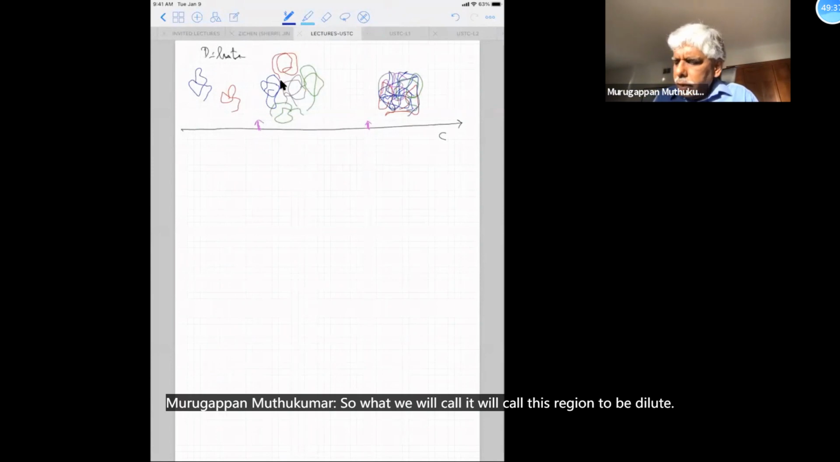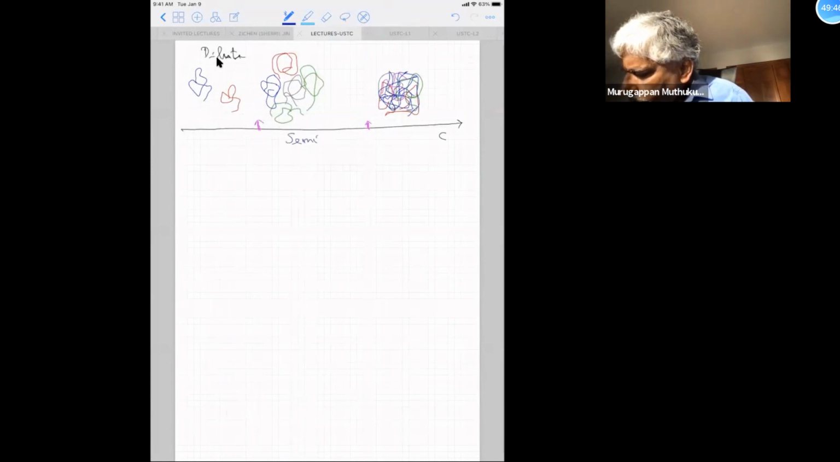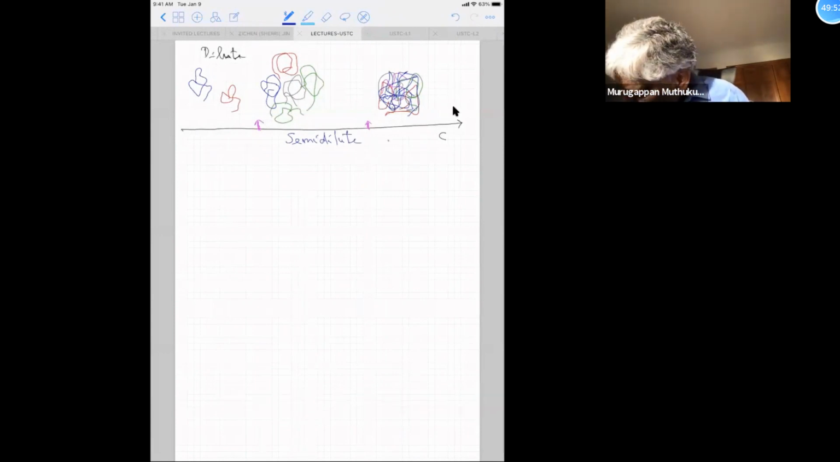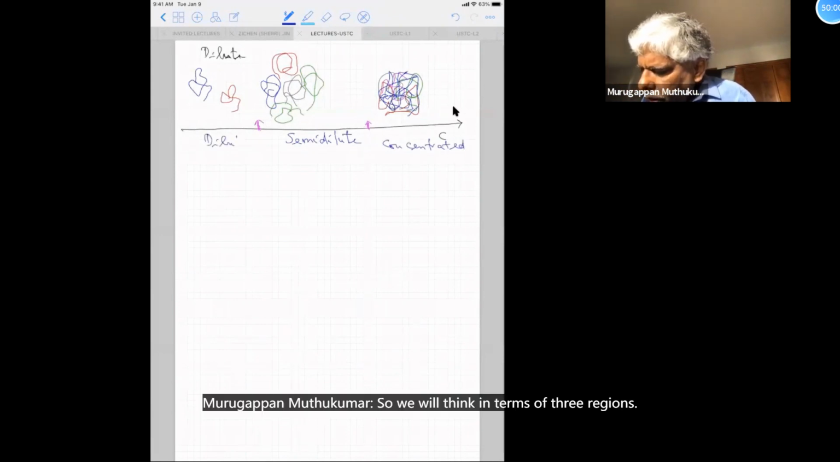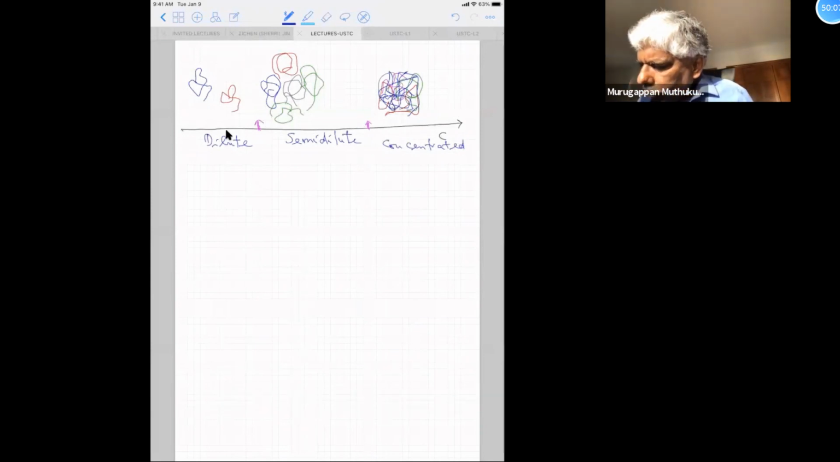So we'll call this region to be dilute and this region to be semi-dilute. And this region to be concentrated. And this is, of course, dilute. So we will think in terms of three regions of concentration.